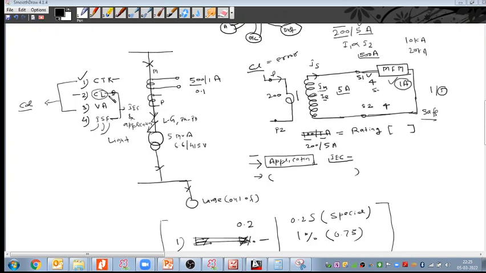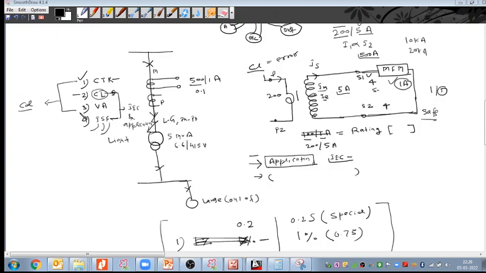So first of all, these parameters the manufacturer will not calculate. As an engineer we have to calculate. Clear? That's what we are discussing here.